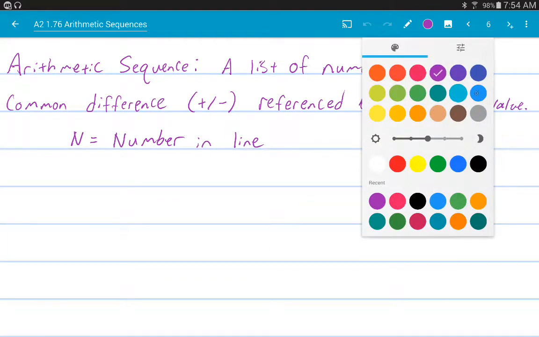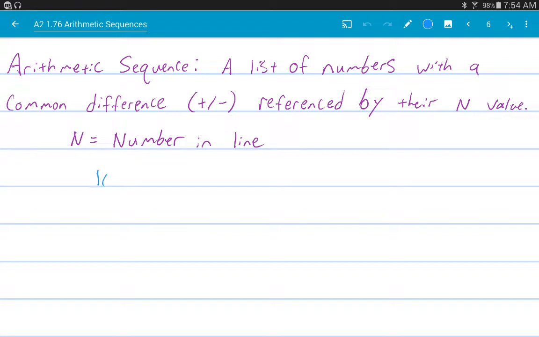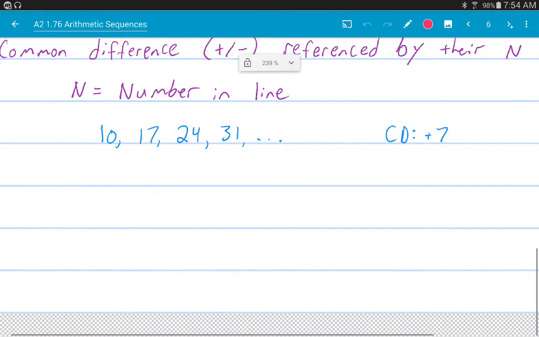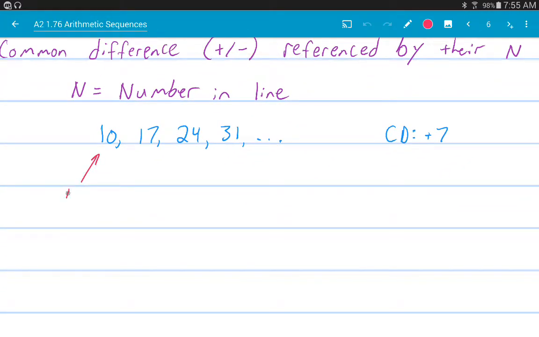So for instance, an arithmetic sequence that starts off 10, 17, 24, 31, ... That has a common difference of +7. And for their n values, n equals 1, n equals 2, n equals 3, n equals 4, and so on. All right?